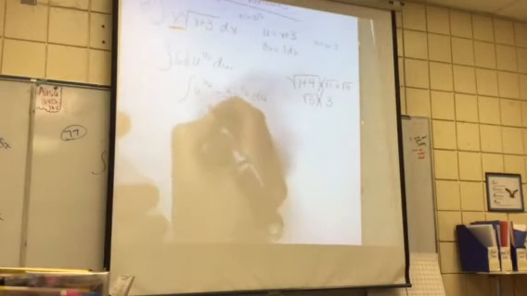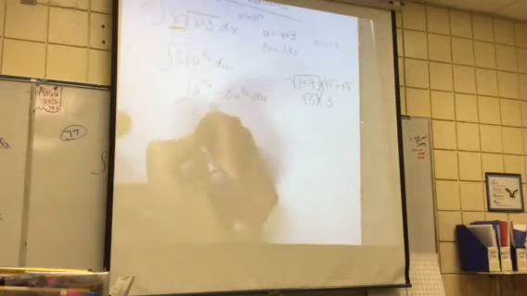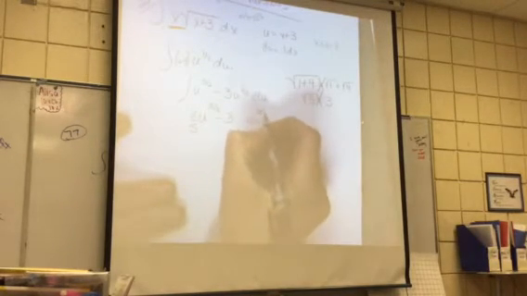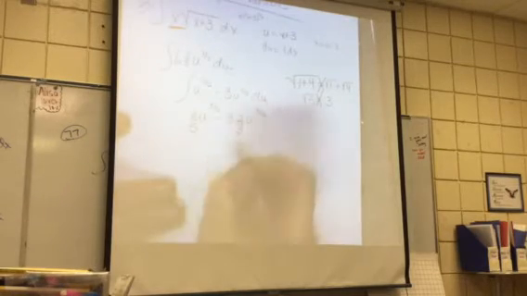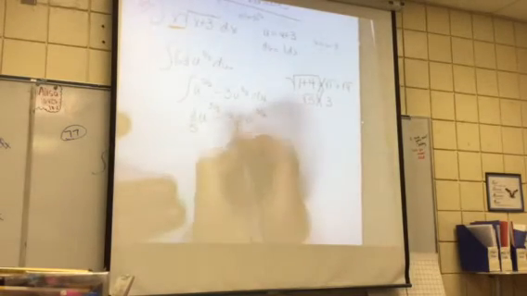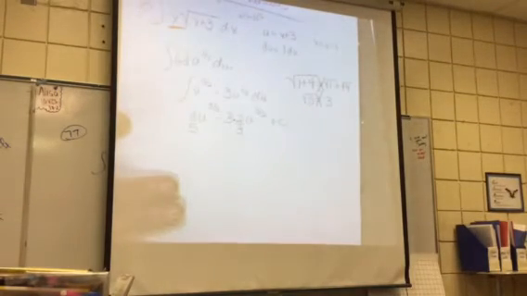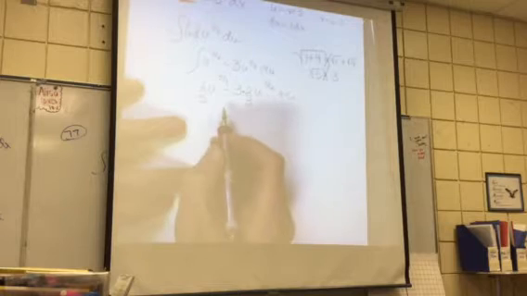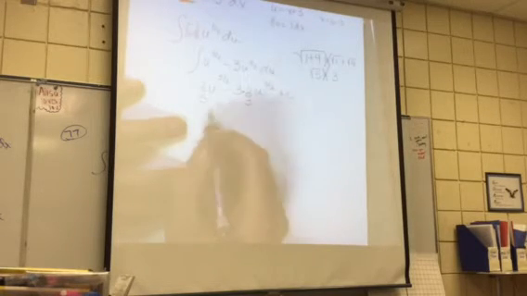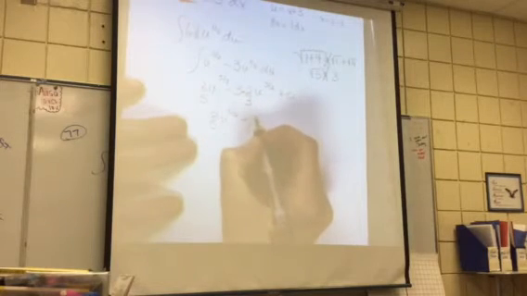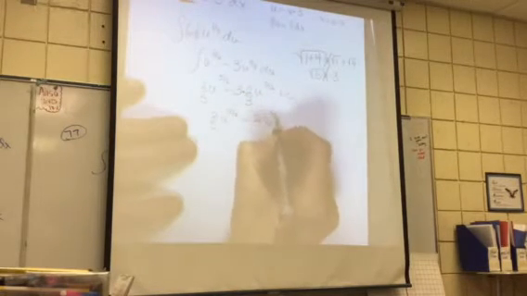So this would end up being u to the 5/2 times 2/5 minus 3 u to the 3/2 times 2/3, plus c. Okay, so we need to simplify this a little bit. So isn't this really 2/5 u to the 5/2 minus 2 u to the 3/2?